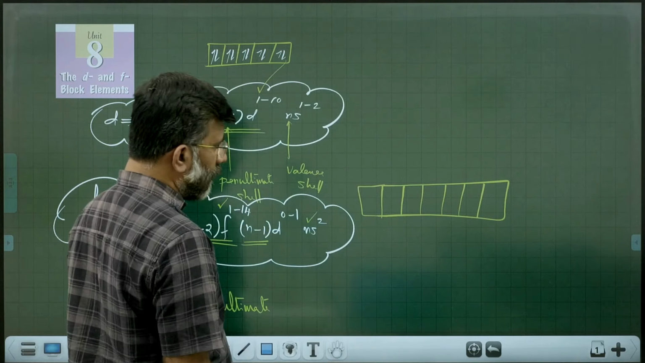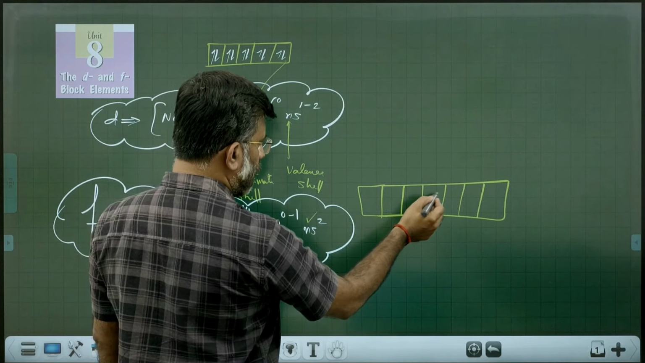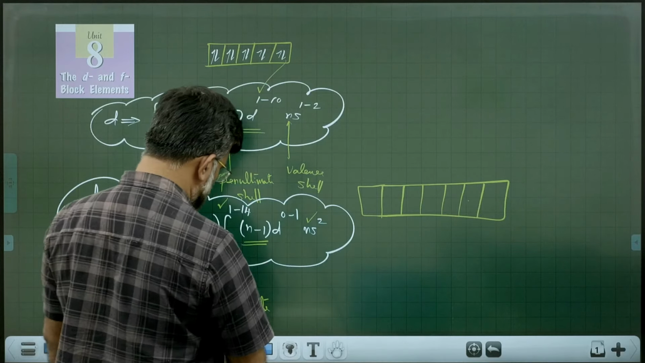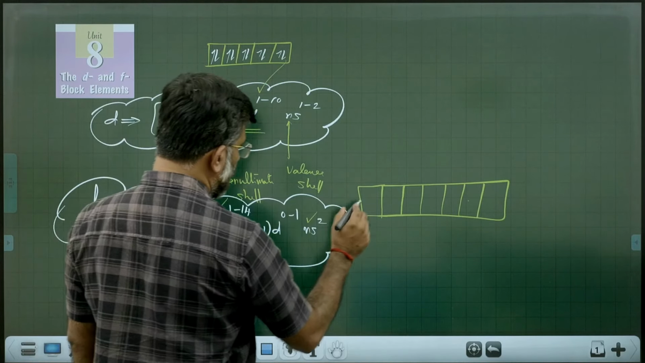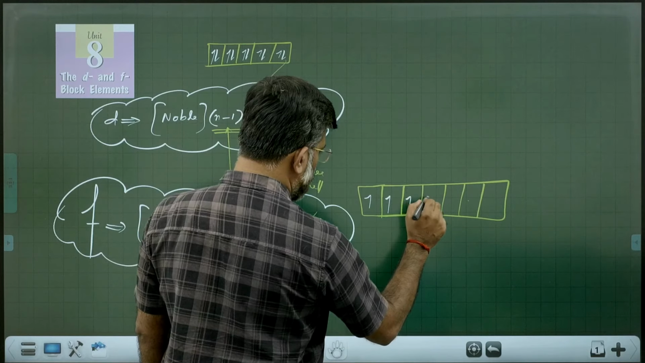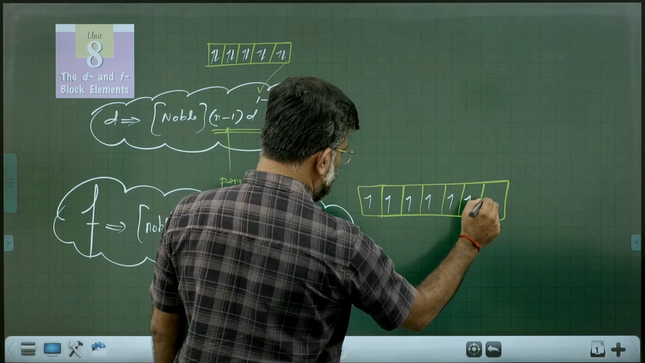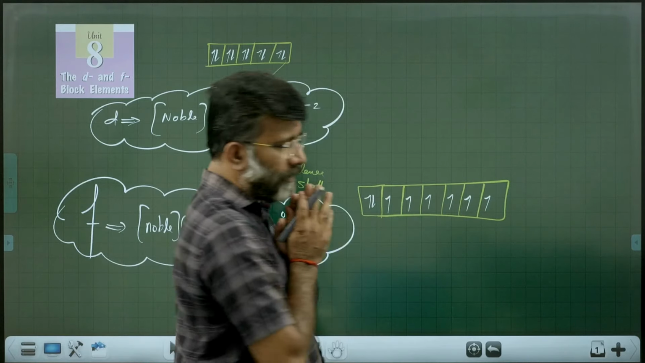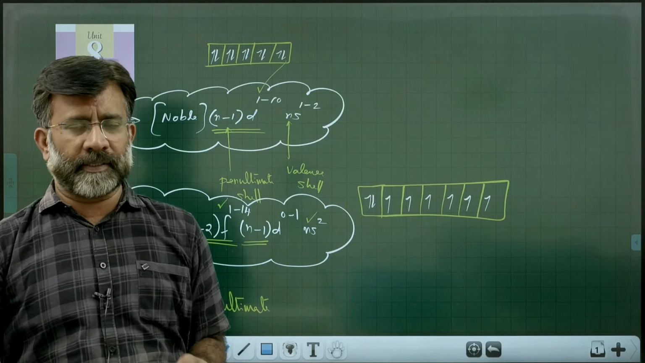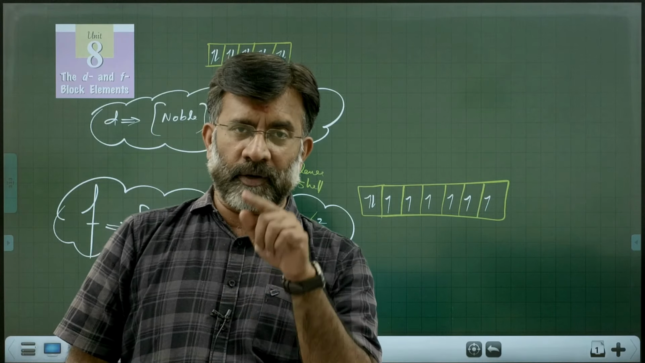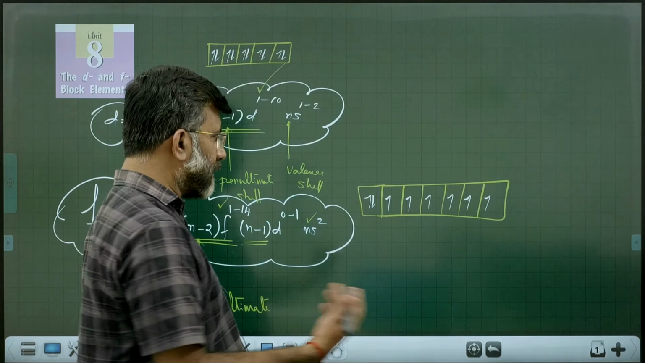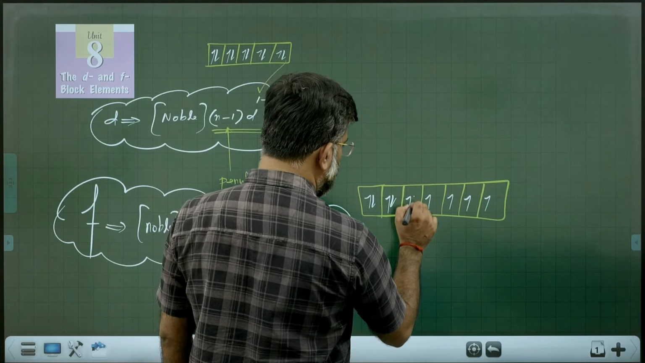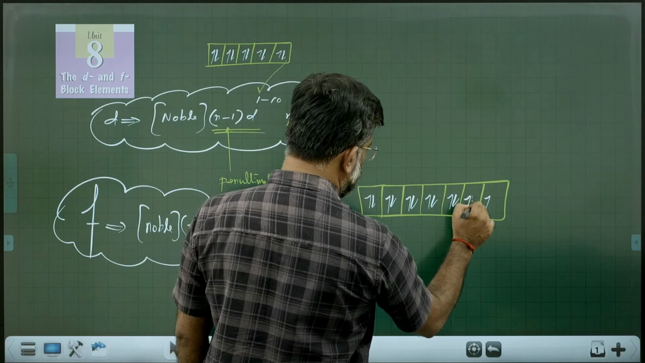There are 7 orbitals: 1, 2, 3, 4, 5, 6, 7. And electronic filling will be F1, F2, F3, F4, F5, F6, F7, F8. So up to 7, the number of unpaired electrons increases, and at the 8th electron pairing starts, and then the number of unpaired electrons decreases like this.